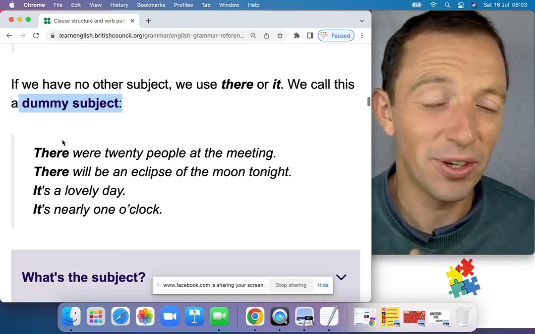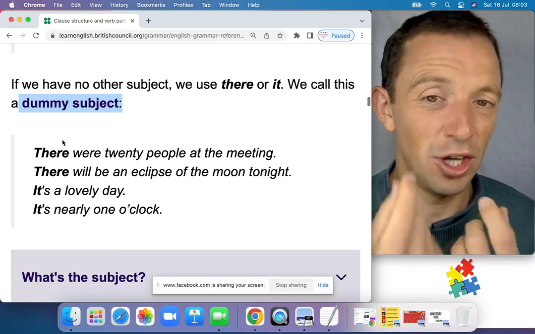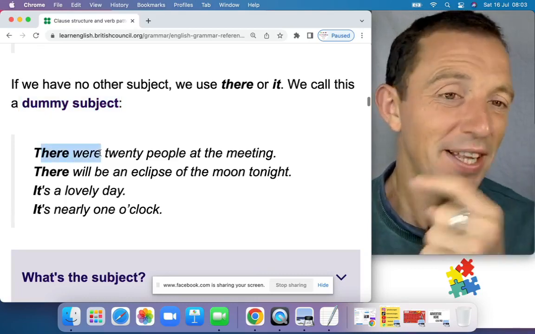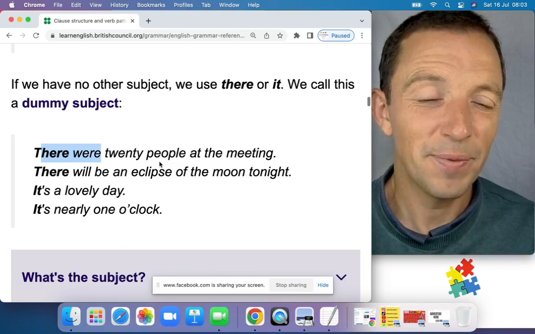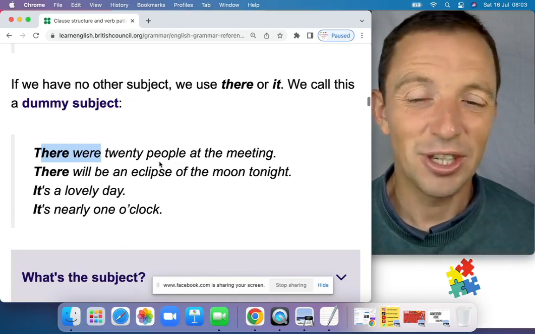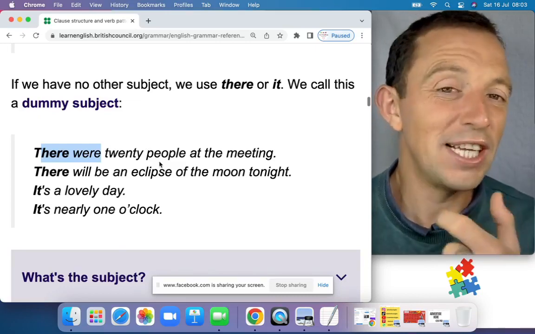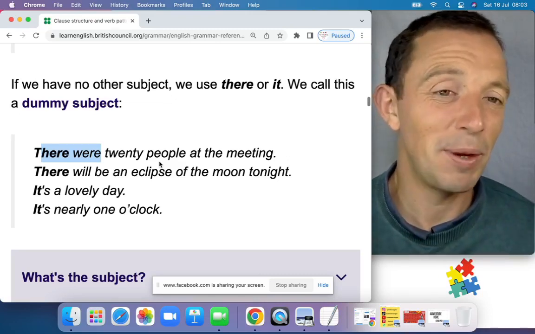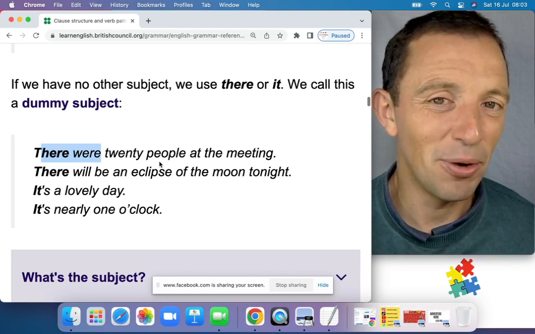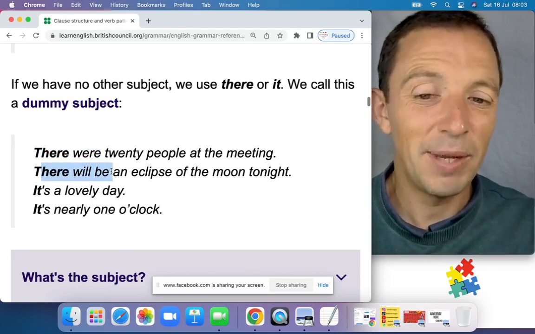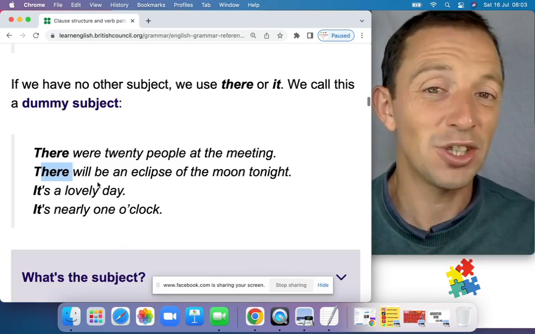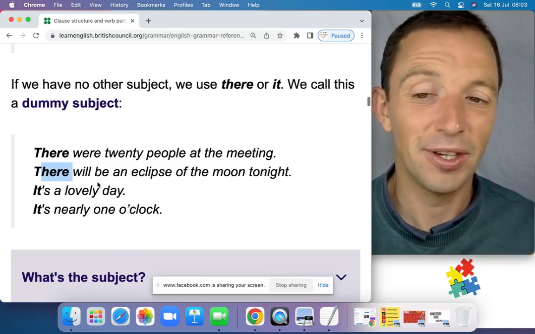So a dummy is very important, like a fake or a false subject. For example, there were, in the past, 20 people at the meeting. So there is no specific subject, but we need to invent and insert the dummy subject. So there were 20 people at the meeting, and that's very, very important. There will be an eclipse of the moon tonight. There is no subject, so we must include there.